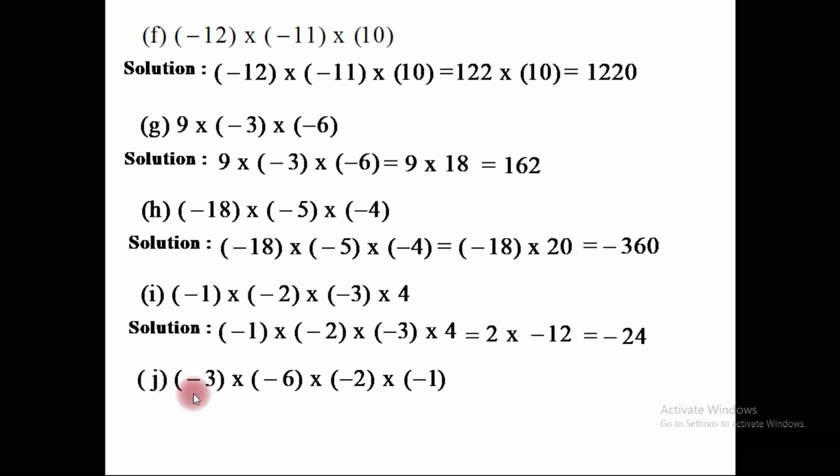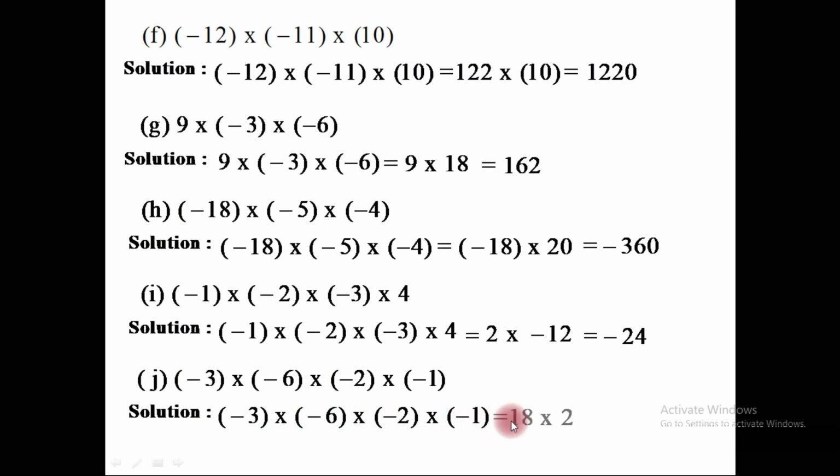Sub number J, minus 3 multiply minus 6 multiply minus 2 multiply minus 1. Here the first two integers will be multiplied first. Minus 3 and minus 6 multiply. Minus and minus multiply becomes plus. 3 6s are 18, plus 18. Again the last two integers, minus 2 and minus 1 multiply is plus 2. Minus and minus multiply is plus. 2 1s are 2, plus 2. 18 2s are 36.